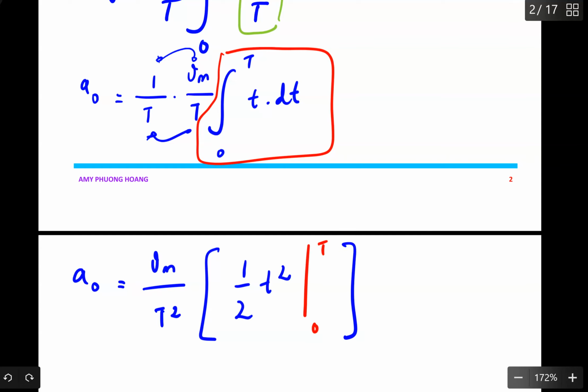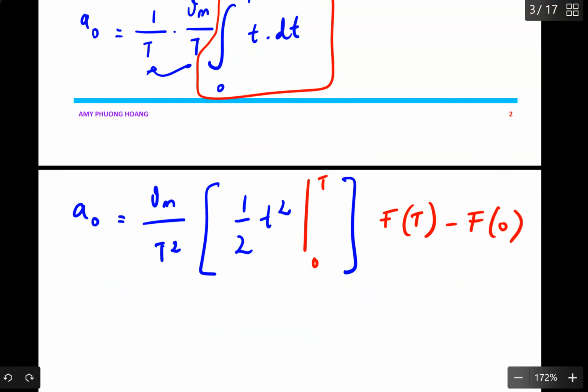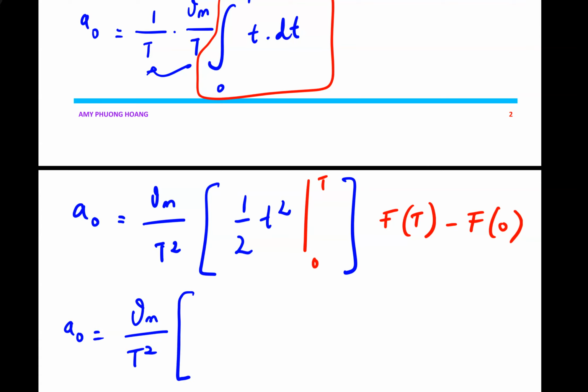Apply the fundamental theorem. Where the t is, I should substitute in the period and subtract, in terms of evaluating at t and at 0. So a naught now is my Vmax divided by T squared. In here I have a half.